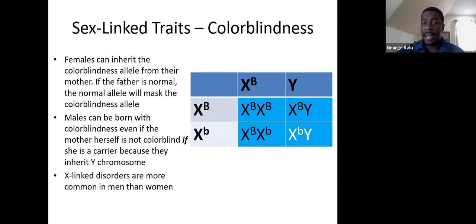Anyone have an idea why, based off of what we've just done here, based off our Punnett square, X-linked disorders would be more common in men than in women? Anyone have an idea?